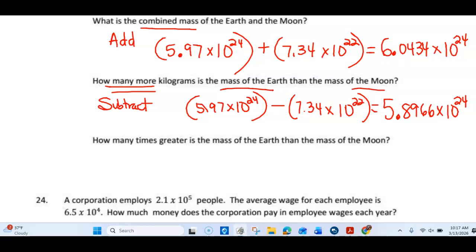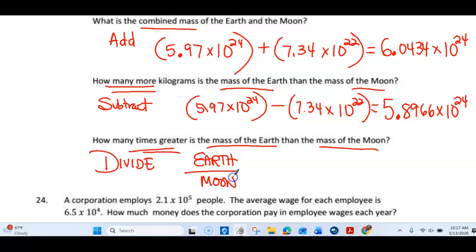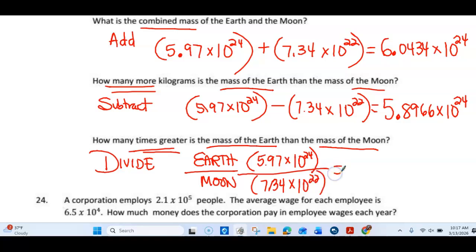And the last one here, how many times greater? That means you're going to divide. Now make sure you set it up correctly. The mass of the Earth than the mass of the moon. So the Earth needs to be divided by the moon. So your math problem, 5.97 times 10 to the 24th divided by 7.34 times 10 to the 22nd. And this answer would be 8.135 ... times 10 to the 1st.